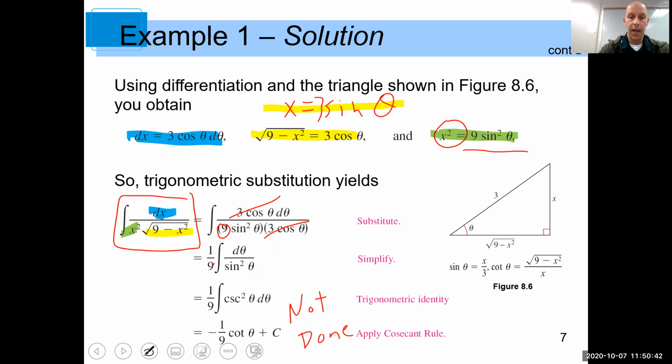And here we just got our antiderivative, which is in terms of theta. So we need to go ahead and convert this back. Now I'm going to show you how to do that. We need to know what cotangent is.